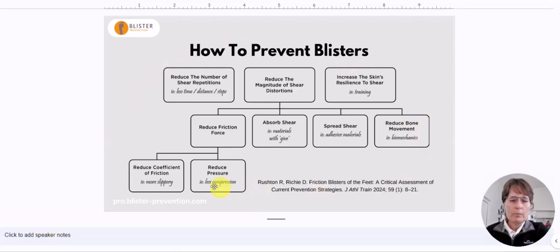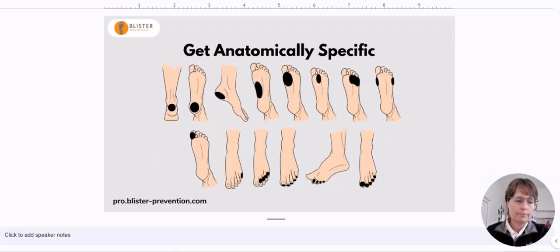Every blister I am presented with, I always have this in the back of my mind. I quickly have a think about that. Most people, they've done what they need to do or can do, and I'm focusing on all the things that we've talked about today. And I apply that to each anatomical location because it's really important to get anatomically specific.